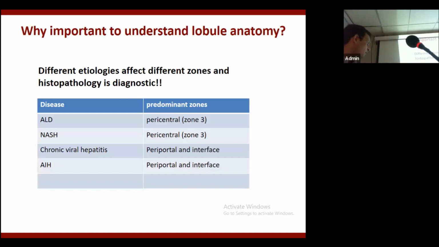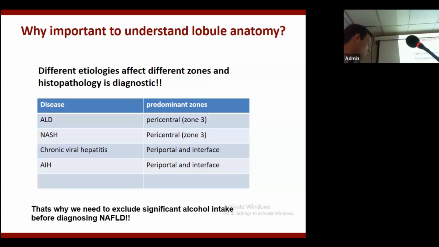So the burden of virus is predominantly in the periportal and interface areas because of the rich blood supply to those areas. And the immune-mediated injury is also predominant in the periportal and interface areas because of the abundant blood supply. That's why we need to exclude significant alcohol intake before we diagnose non-alcoholic fatty liver disease. And we also need to exclude viral hepatitis before we diagnose autoimmune hepatitis because of the similar liver injuries in these conditions.